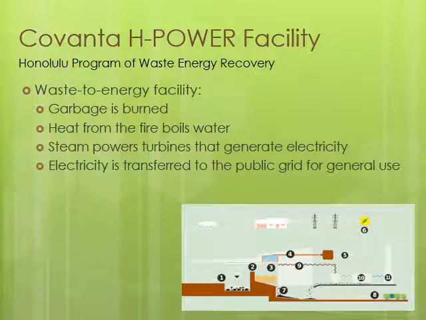So just a little bit about how we deal with waste on Oahu, because it's kind of interesting and you should know what's happening. I think we've talked about it a little bit before, at least in the marine debris lecture, but we have a waste to energy facility. It's called H-Power. And basically most of our garbage on Oahu is being burned. All of that heat from the fire is actually boiling water. And from that boiled water, we get a bunch of steam, and that powers turbines that then generate electricity. So we can transfer all of that electricity to the public grid for general use. So we do actually get some energy out of burning all of this waste.